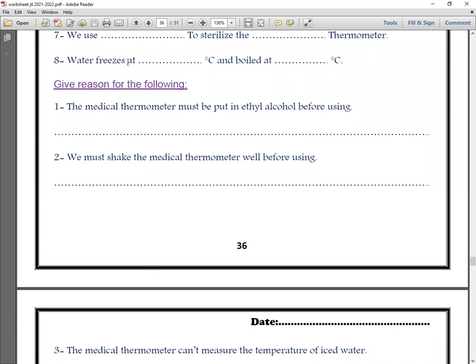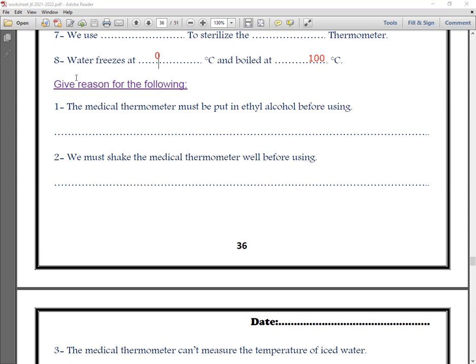Number 8, water freezes at what Celsius degree? Water freezes at 0 Celsius degree and boils at 100 Celsius degree.